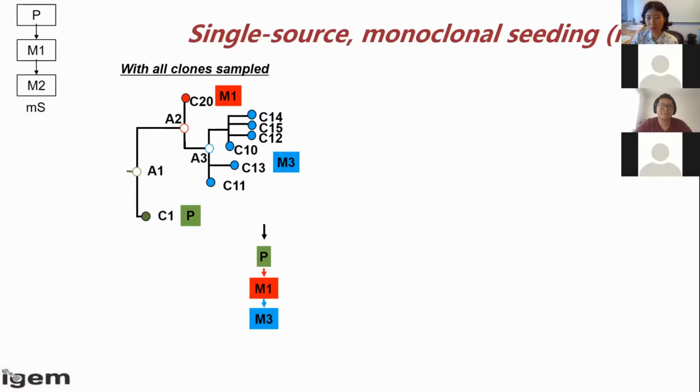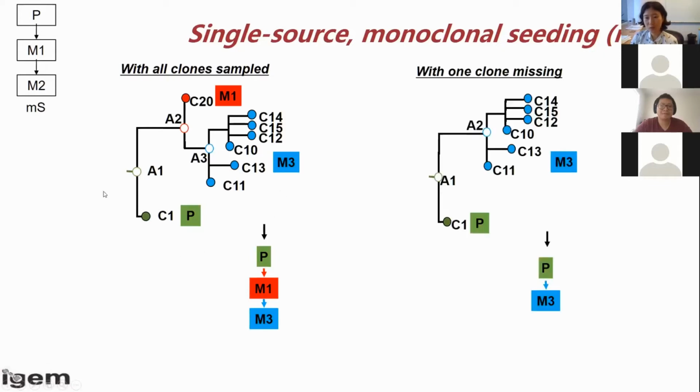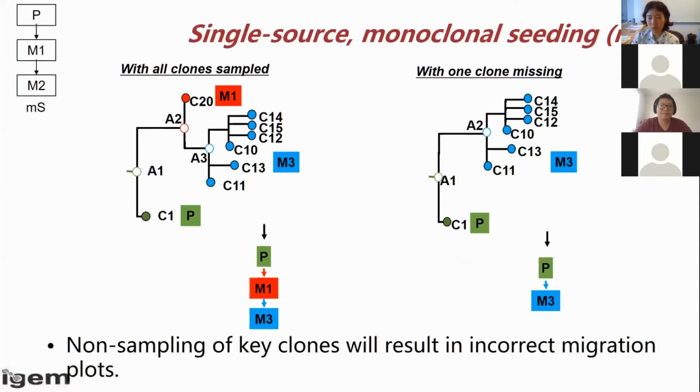This is an example. This is a simulated clone phylogeny. To generate our dataset, we sampled clones from this simulated dataset. In our dataset, we didn't sample this C20 clone. So in our dataset, there is no information about M1 clone. Therefore, it's impossible to infer migration events about the M1 tumor site. These results indicate that it's very important to have a large number of clones from each tumor site to obtain accurate migration events.